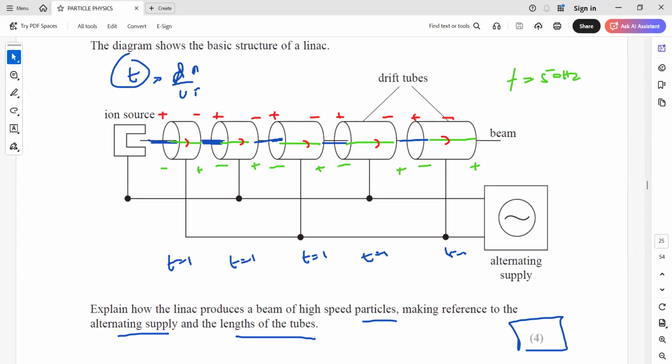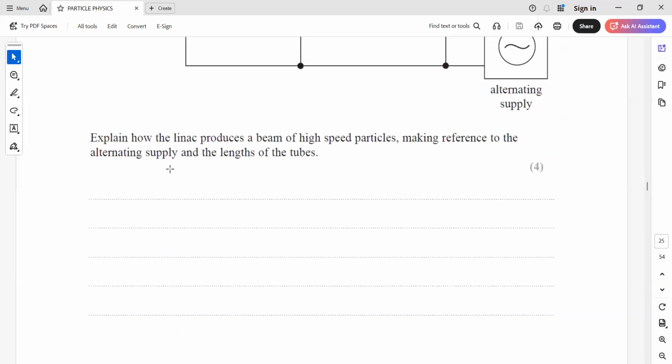So how do you structure this answer? First thing, we mention that an alternating electric field is produced. The particle accelerates between the cylindrical tubes, or within a gap when it is in a gap. And when the particle is inside the tube, the terminals will be opposite, and it has a constant frequency, so it will switch at a constant time. The tubes get longer, or the tube length increases, so that the particle takes the same time to move through each tube as it is accelerating. So these are the points you have to mention when you answer a question related to a linear particle accelerator.